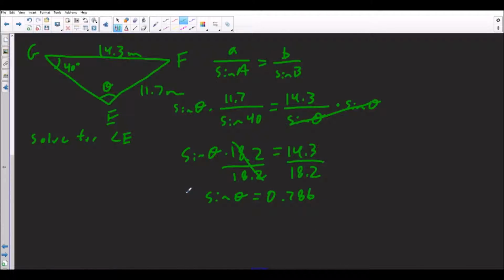Now all you need to do to get theta by itself is take the sine to the negative 1 of this stuff. That cancels out the sine on that side, so theta is equal to 52 degrees. So the angle in here is 52 degrees. This is what you do every single time. All you're doing is comparing an angle and the side across from it, and then another angle and the side across from that angle. You compare them and use algebra to solve for the thing you don't know.